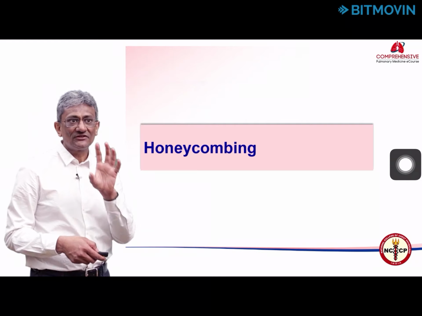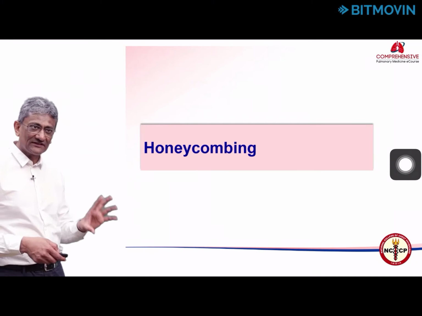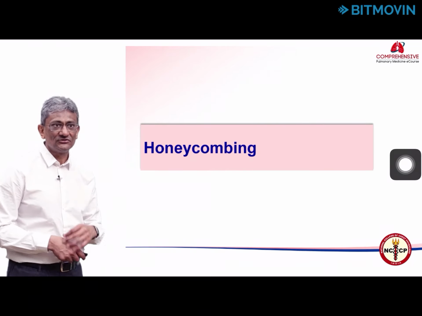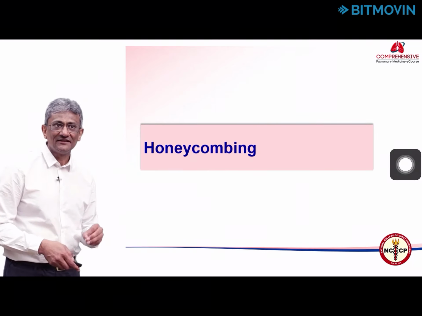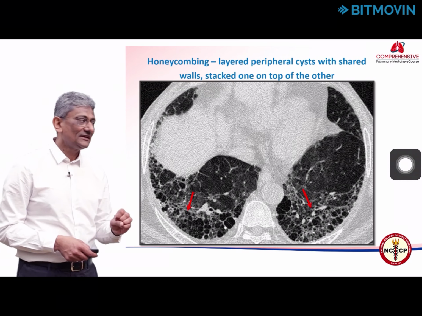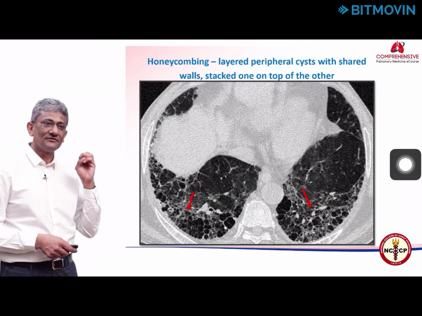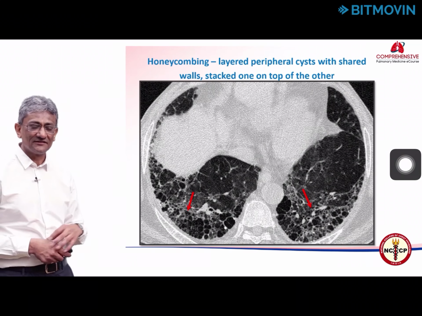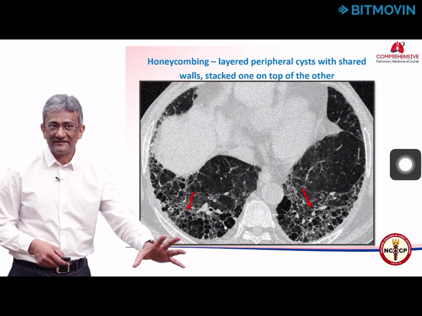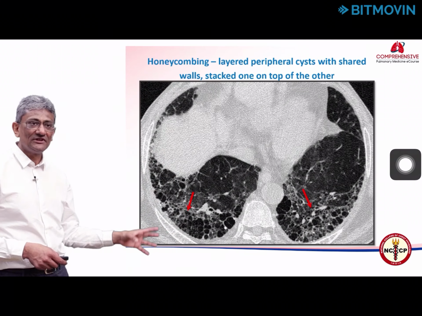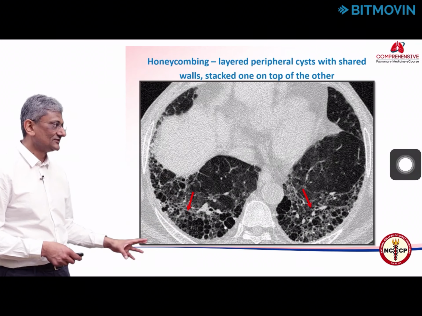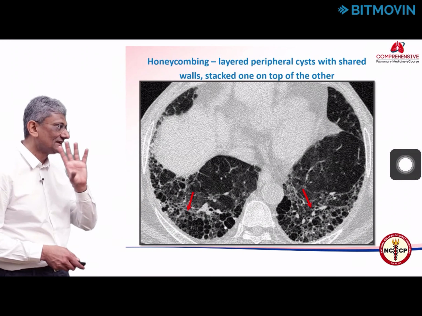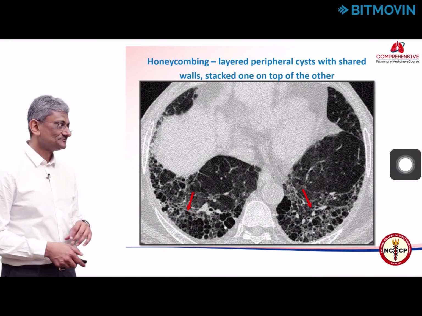Currently, based on the 2011 and 2013 criteria, the most important sign that allows us to pick up a fibrosing ILD is honeycombing. Honeycombing, as you see here, is the presence of layered cysts with shared walls stacked one upon the other from the pleura towards the hilum with a subpleural predominance or a subpleural distribution. You will find that there is no subpleural sparing, or the subpleural space is completely involved.